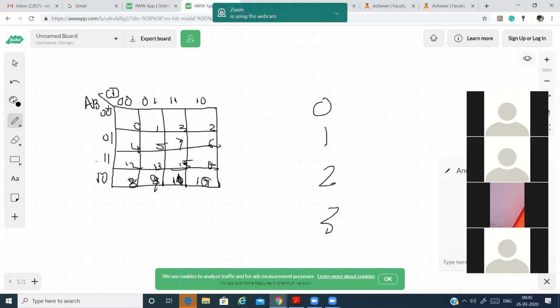Now for AB, I'm taking this vertical line, and for CD, I'm taking this horizontal numbering. 0, 0 indicates 0, 0, 1 indicates 1, 1, 1 indicates 3, 1, 0 indicates 2. The same way, 0, 1, 3, 2. See, this is the standard set of rules which is followed while using the Karnaugh map. Karnaugh mapping is a standard technique to simplify the equations. In that case, we are doing like this only.